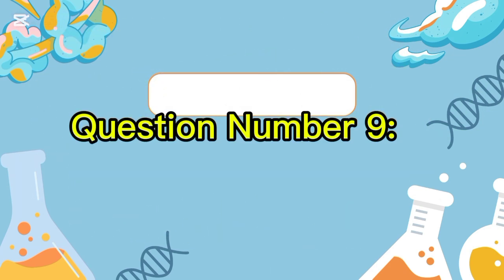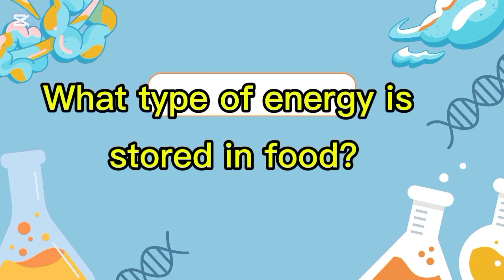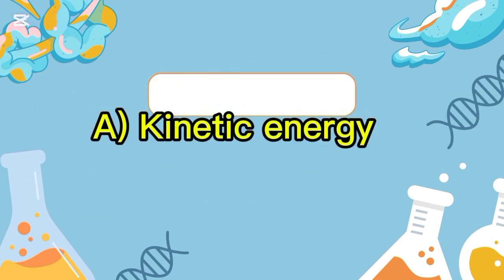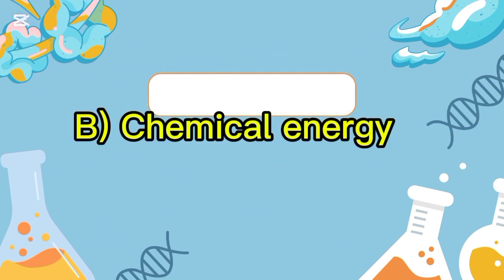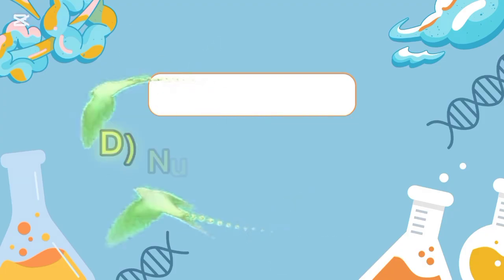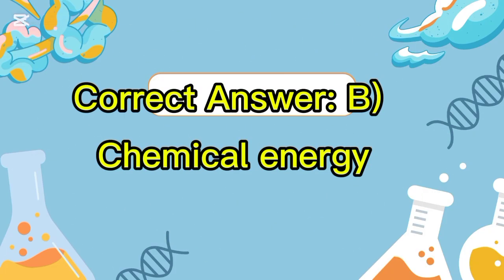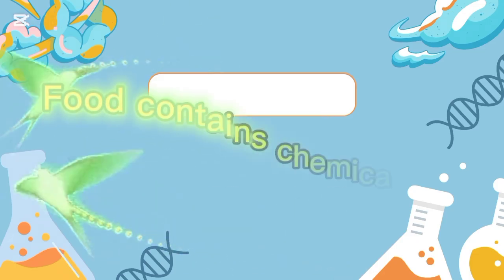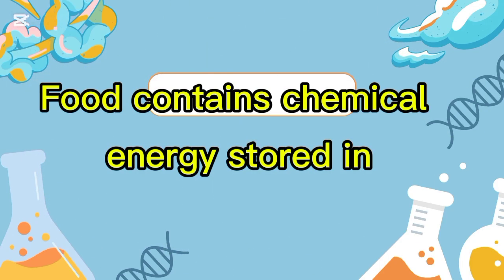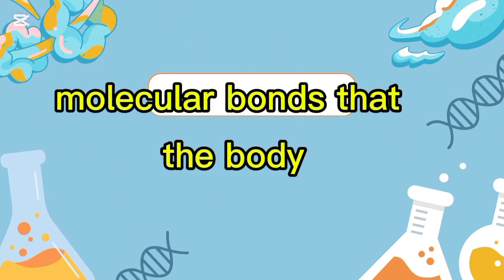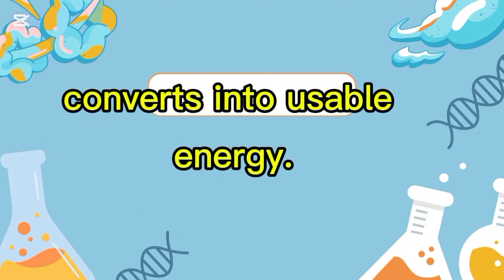Question number 9. What type of energy is stored in food? A. Kinetic energy. B. Chemical energy. C. Thermal energy. D. Nuclear energy. Correct answer, B. Chemical energy. Explanation. Food contains chemical energy stored in molecular bonds that the body converts into usable energy.